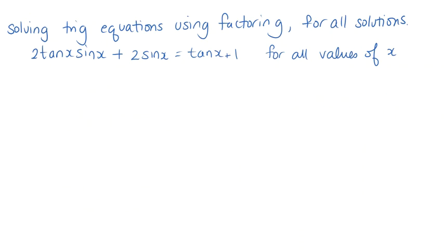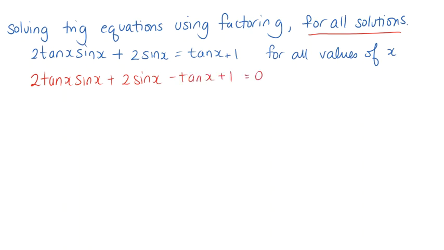Here's another example that we're going to use factoring for, but we're going to find all possible solutions again. So we are going to have to consider all the multiples that we are going to be adding or subtracting. First we're going to look at the equation and figure out how to factor this. I'm going to move everything over again and set it equal to 0. So I get 2 tan x sine x plus 2 sine x minus tan x plus 1 equals 0.